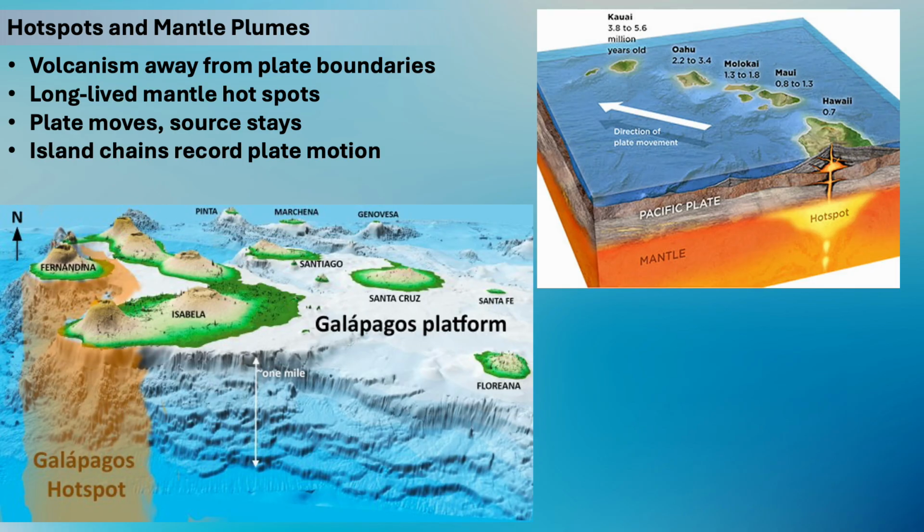The Galapagos hotspot is located beneath the Nazca Plate. As the Nazca Plate moves east-southeast, volcanic islands form above the hotspot and are then carried away. The western islands of the Galapagos are volcanically active today.